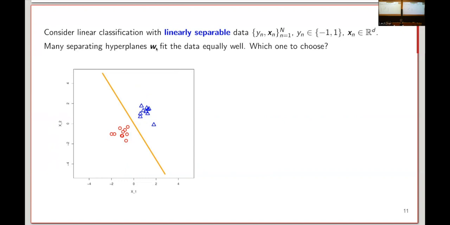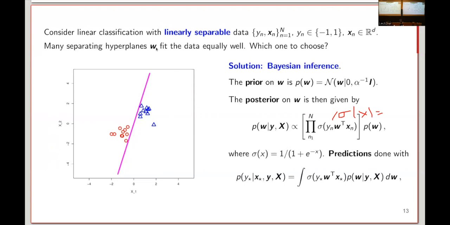So what we can do is instead follow a, 1 second here. Delete this.